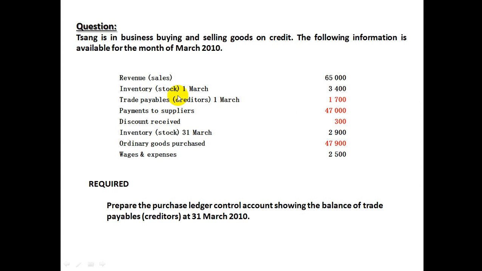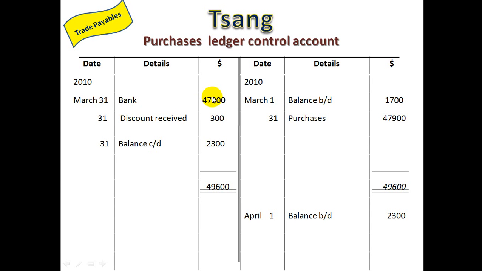Let's look at more information. Payment to suppliers. If we have any payables and we are making payment to them, these payments will be recorded on the debit side because they are actually decreasing the payable account. We are making payment to our supplier. Our trade payable account is decreased or debited. That is why it will be recorded here.